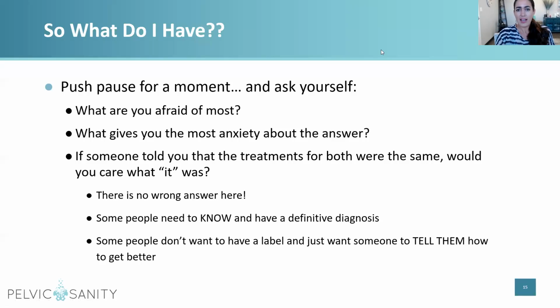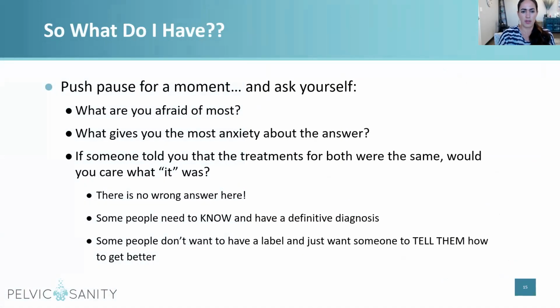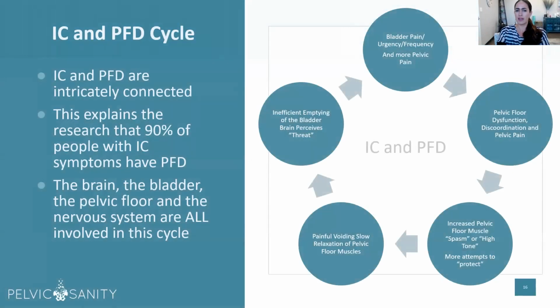So as we go through this, I want you to think about this answer. And as we go through, we're actually going to talk a little bit more about how these things can be intertwined. I hope that you can already start to see that a little bit. But there is an interstitial cystitis and pelvic floor dysfunction cycle. And some people have it start with pelvic floor dysfunction and move into urinary urgency, frequency, and bladder pain.